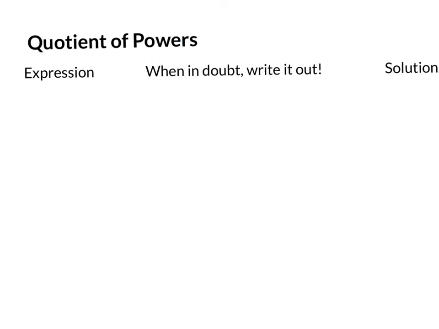So just like the last video, we're going to do the full write it out process and then talk about what the property actually is. So the first example is x to the 10th divided by x to the 4th. All right, so the when in doubt, write it out process.